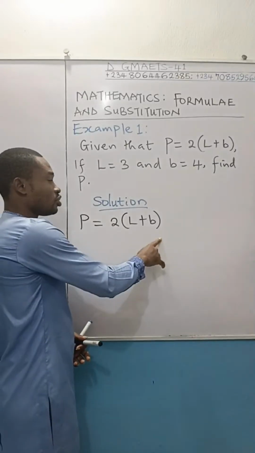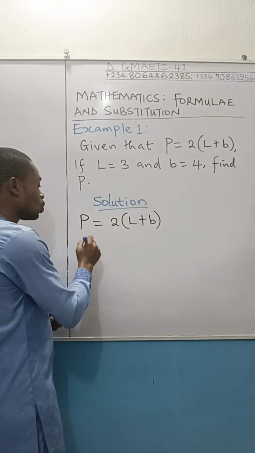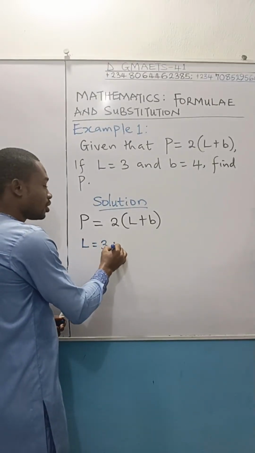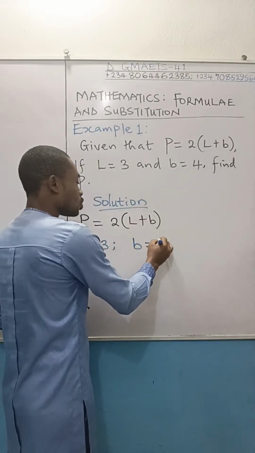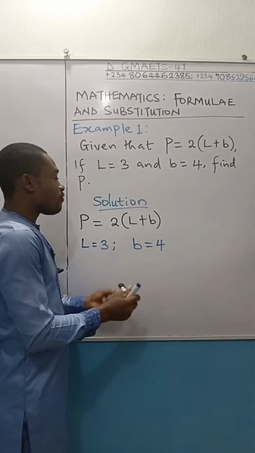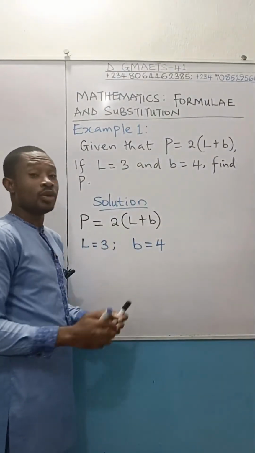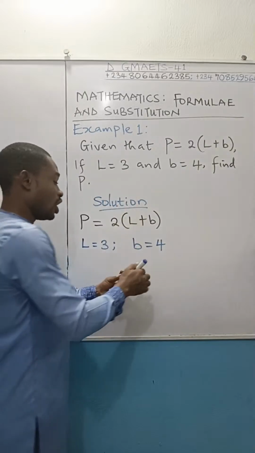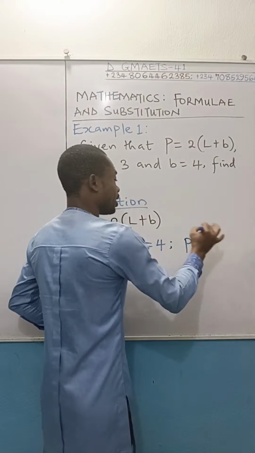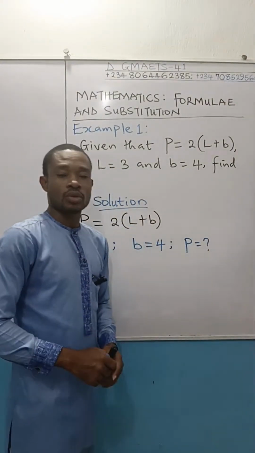So always stay tuned. This is the formula given to us. From the question, we are told that L is equal to 3 and B is equal to 4. So we can substitute for L and B in this formula. We are looking for P. We don't know P. That's what we are looking for. In fact, as I do not know P, let me put a question mark. Yes, that is the unknown. That is what I am looking for.